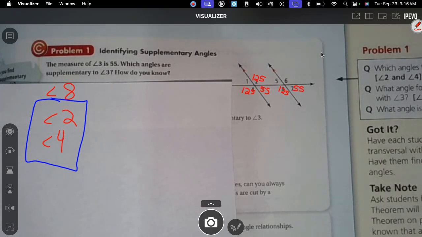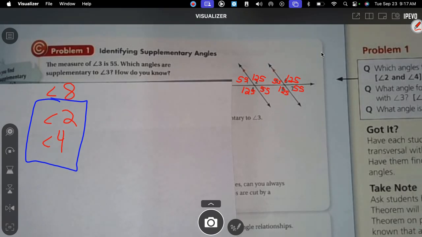What do y'all know about vertical angles? Vertical angles are what? The same. So if this one's 55, this one's 55. If that one's 55, that one's 55. If that's 125, that's 125. We've only got two numbers. They're either equal or they add to 180.